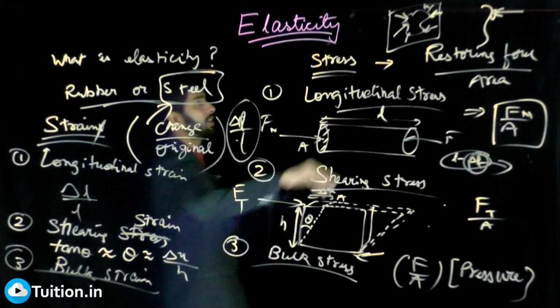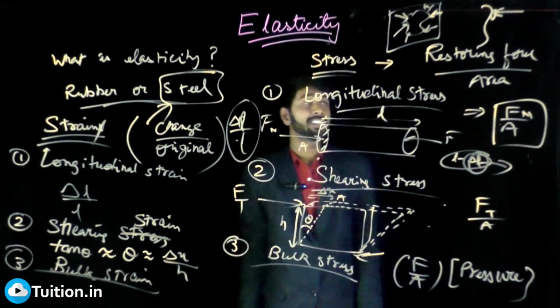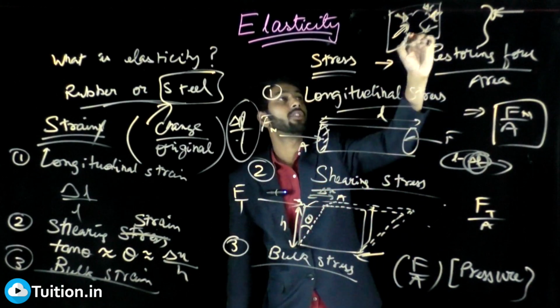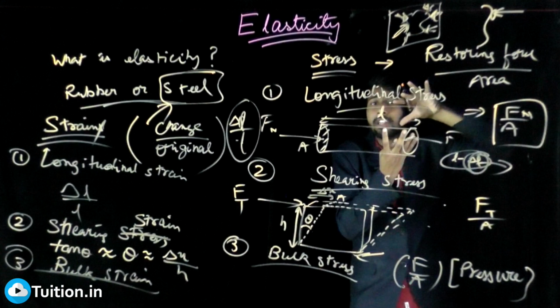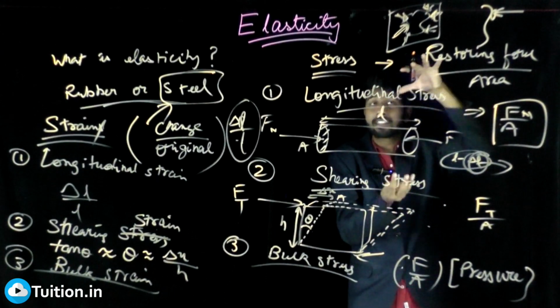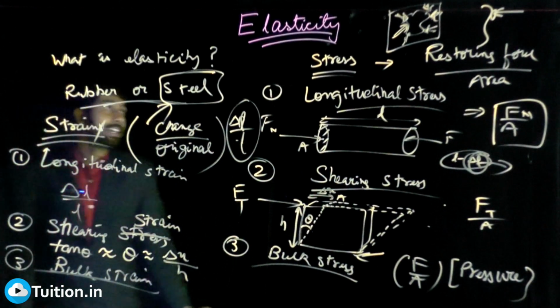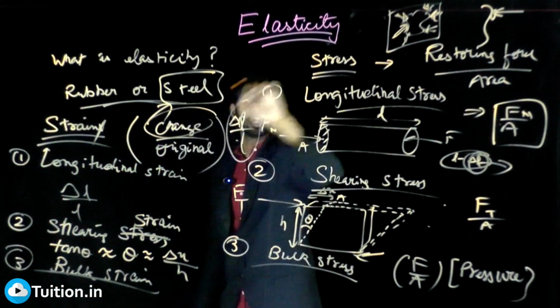So what will bulk strain be? Come back to this example. In bulk strain, there is pressure from all sides, like forces acting from all sides. So it will usually compress the liquid, compress the body. So the bulk strain is change by original. What will change here? The volume of the body will change.